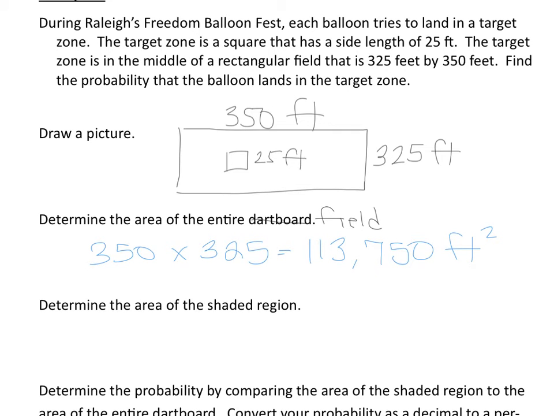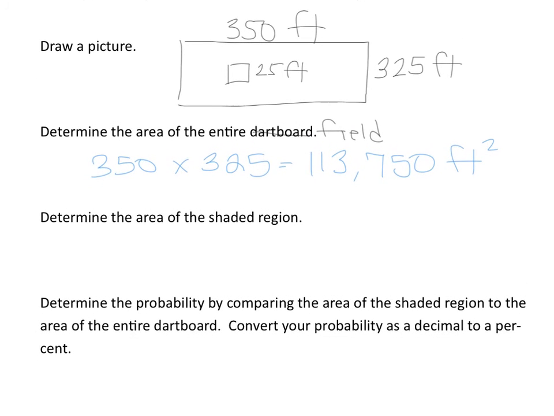And we're asked to determine the area of the shaded region, or in this case, the area of the target. So we would find the area of the target by multiplying each side, and we would get 625 feet squared.